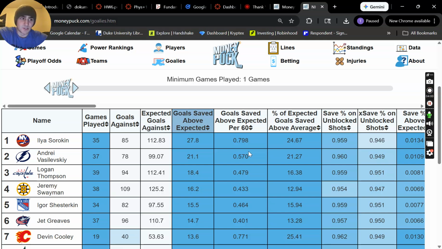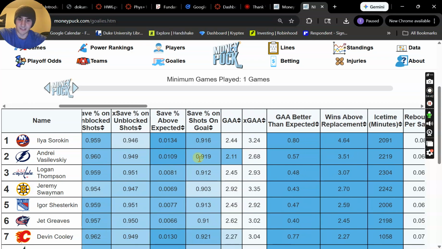And goals saved above expected works with the xGoals statistic directly. So, however many expected goals against the goalie faced minus the goals against that they actually gave up is the goals saved above expected. So you see, Ilya Sorokin's faced over 110 expected goals against, which is not because of him. That's because of the team that he's playing for. And obviously, also, he gets a lot of starts. And then, I mean, I'm a Lightning fan, but he has been the best goalie in the league thus far. And these three guys, by this statistic, would be the Vezina guys.